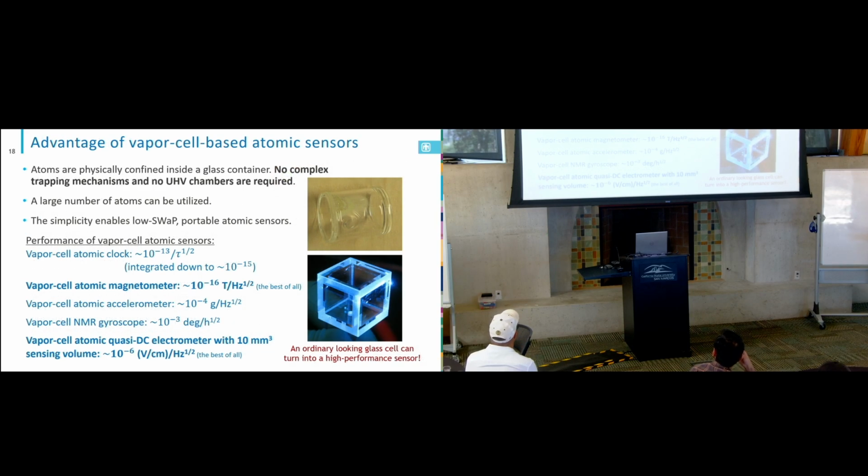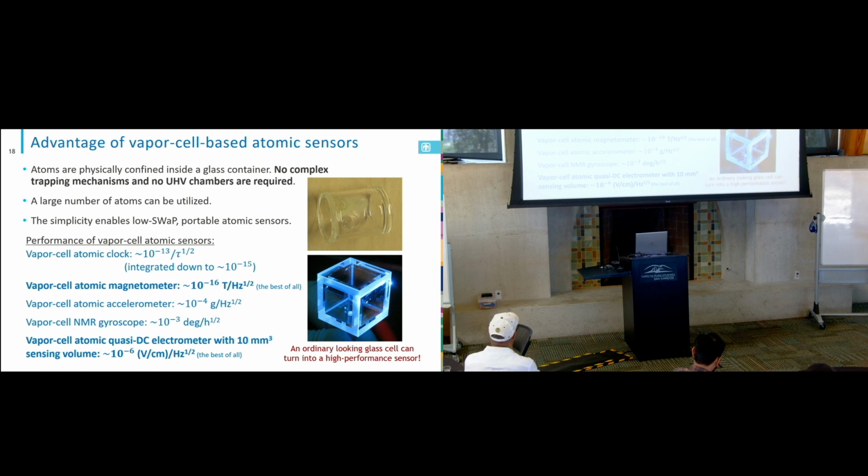Okay, so the major advantage of the vapor cell is that, compared to other atomic systems, we don't need to make a complex scheme for trapping the atoms or ions, and we don't need ultra high vacuum chambers. Atoms are physically trapped by a physical container, which is a glass vessel here. So we don't need a laser beam to trap atoms. We don't need to cool them down. We just place alkali metal inside the glass cell, and at room temperature, or heat it up a little bit, we get lots of atoms in there. Okay, so that's a major advantage.